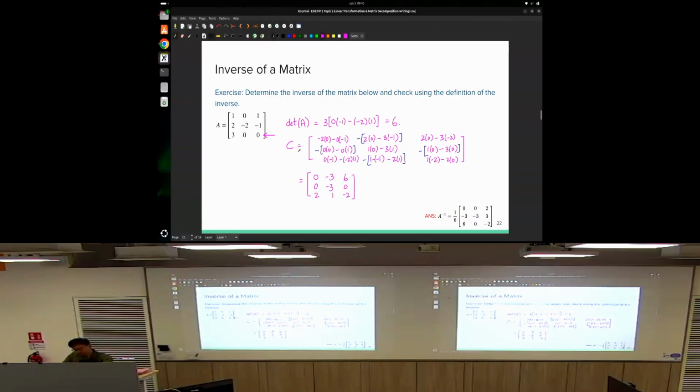So this is your cofactor matrix. Now you have to transpose the cofactor matrix. So A inverse is 1 over the determinant of A times the cofactor transpose. So that will be 1 over 6. Then you transpose this cofactor, meaning a row becomes a column. So therefore you will get 0 minus 3, 6, 0 minus 3, 0, and finally 2, 1 minus 2.